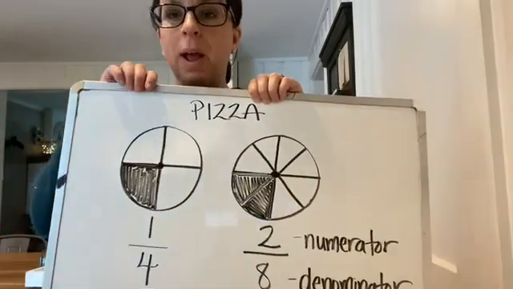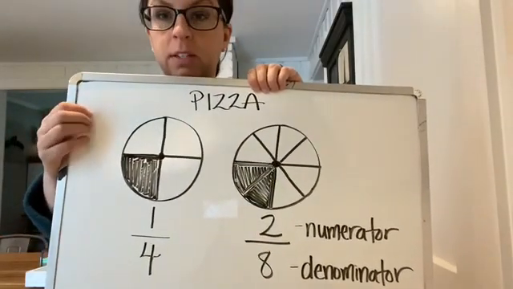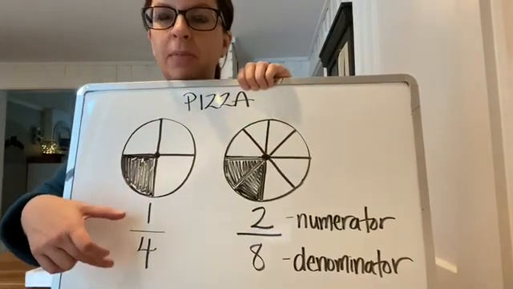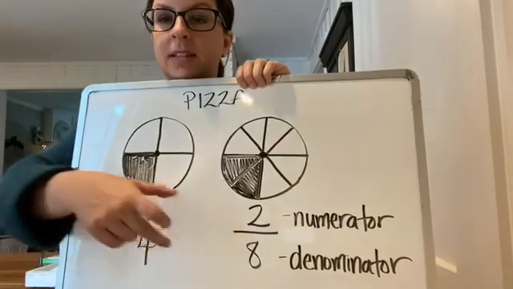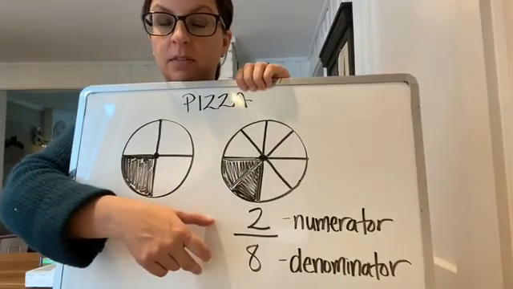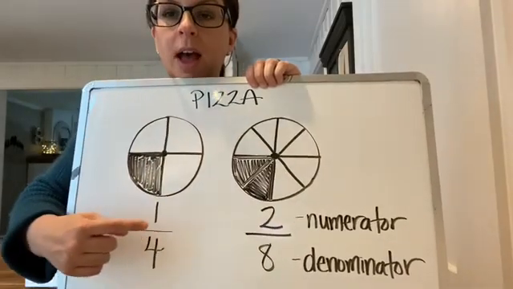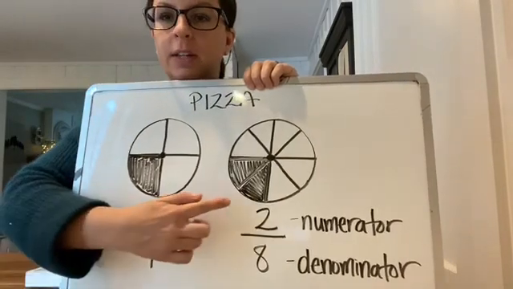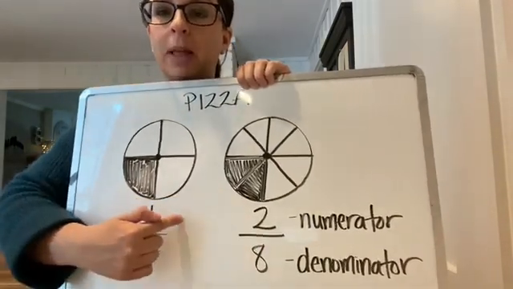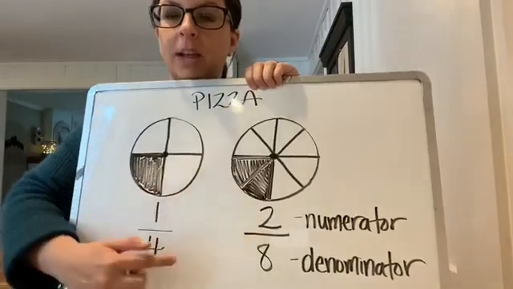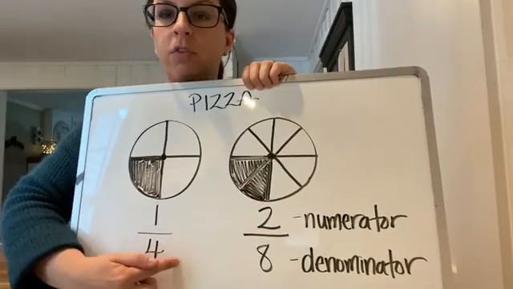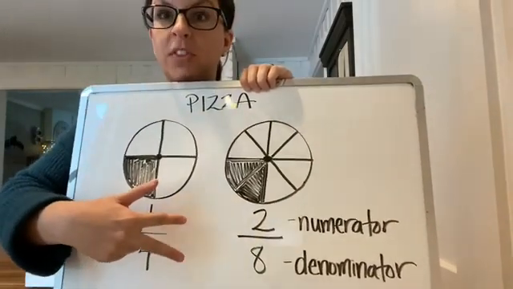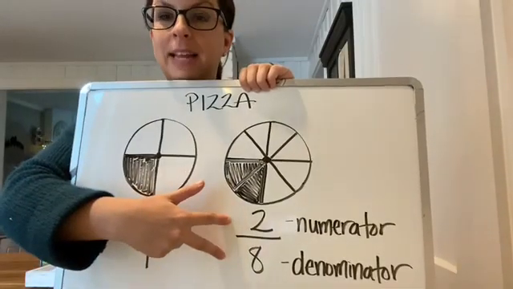Okay, I'm going to show you a way that you know that something is equivalent. In order to make a fraction equivalent, you have to do the same thing to the top and the bottom to get the other fraction. So if I either multiply or divide, what do I need to do to 1 to get 2? I need to multiply it by 2, right? So that means I need to do the same thing to the bottom. 1 times 2 is 2. 4 times 2 is 8. So if I multiply both the top and the bottom by 2, I get 2/8.